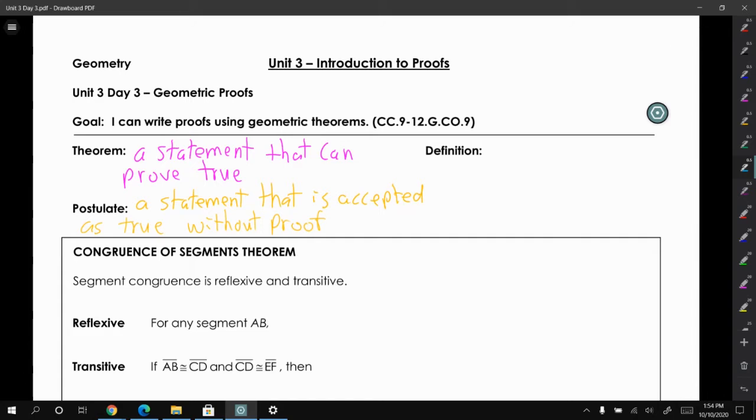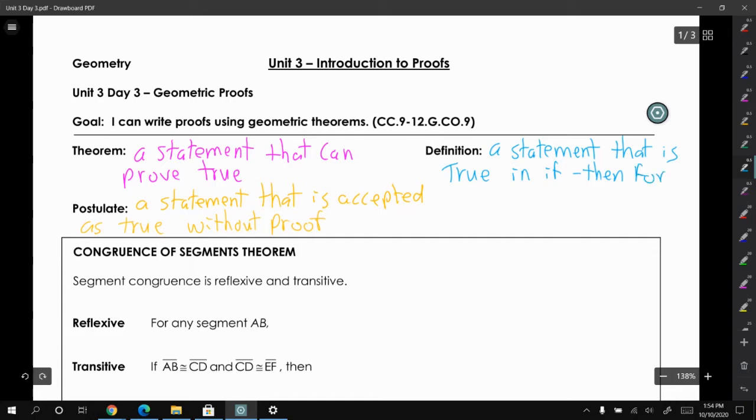And then a definition. The formal definition of definition is a statement that is true in if-then form and converse forms. So if we have a statement that is true and the converse is also true, then that is a definition.